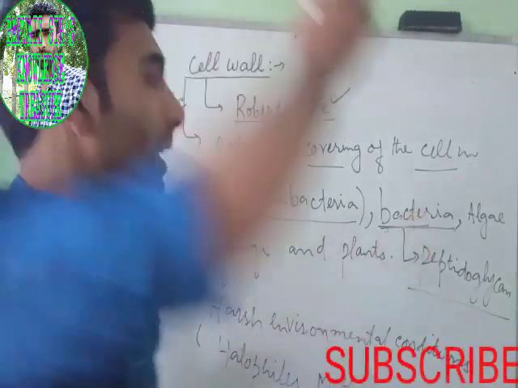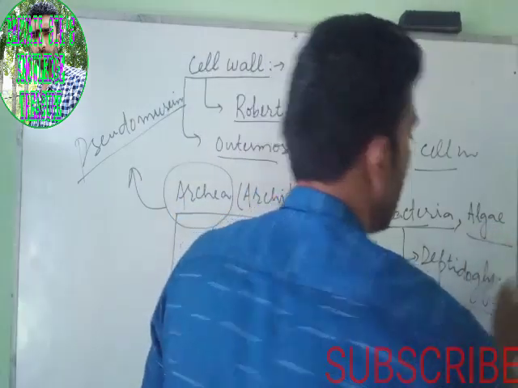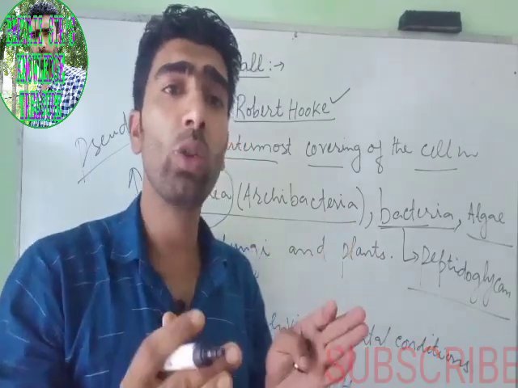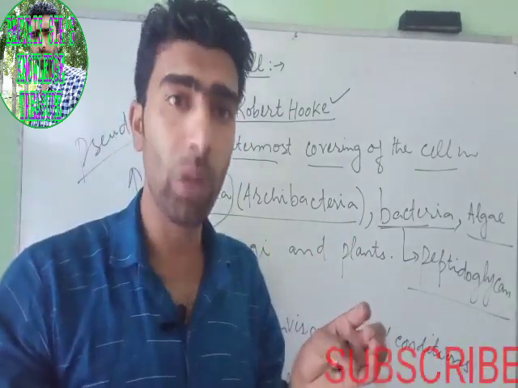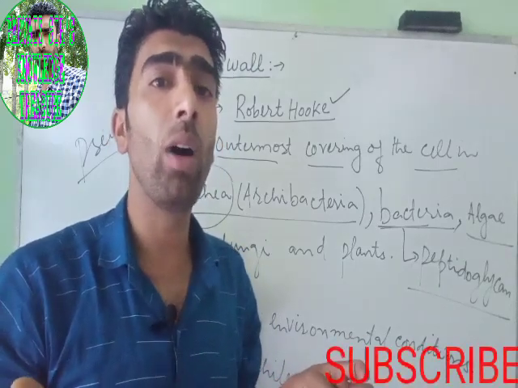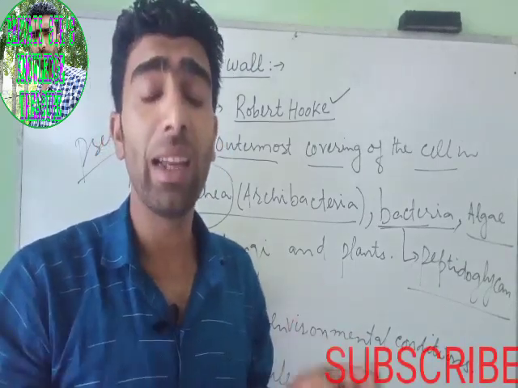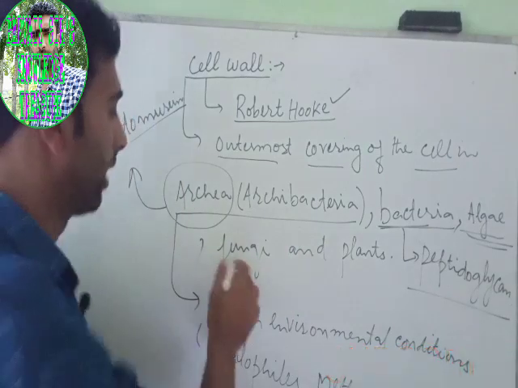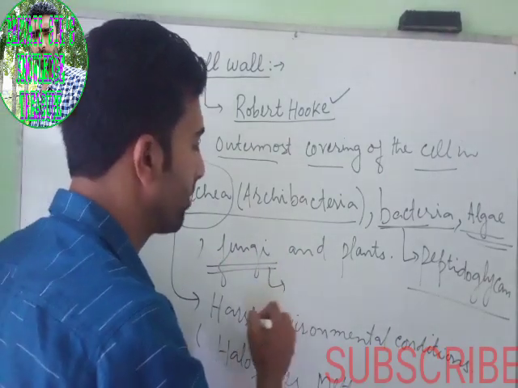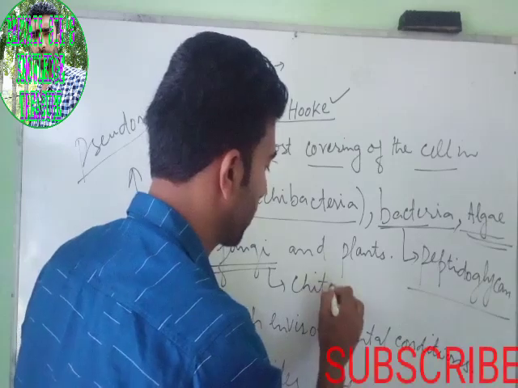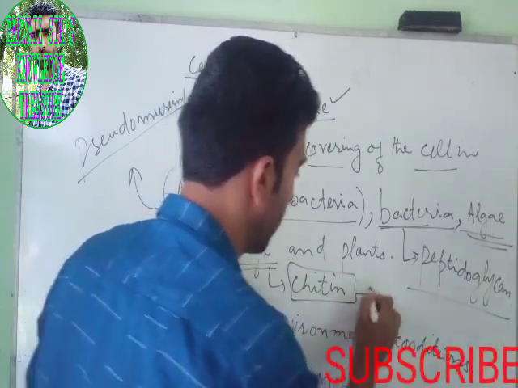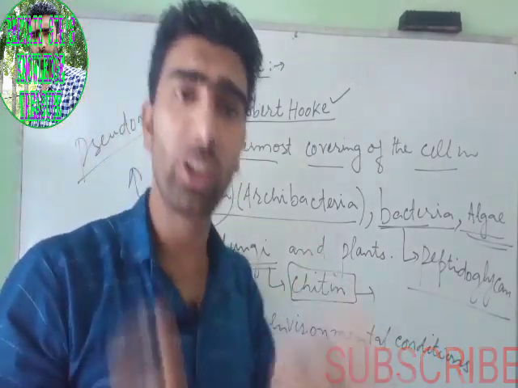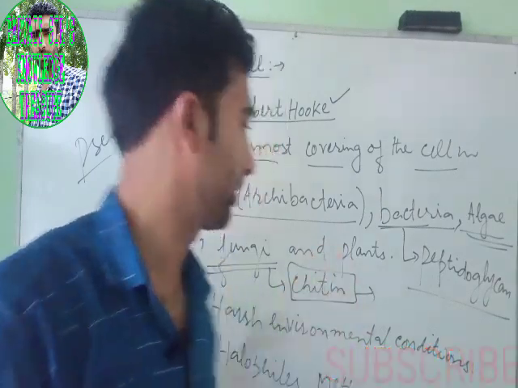In case of algae, the cell wall in some algae is made up of cellulose, which is similar to that of terrestrial plants. In some it is made up of xylan and agar, etc. These are also carbohydrates. In case of fungi, cell wall is made up of chitin. It is also a polysaccharide in nature. This chitin also forms the exoskeleton in case of insects.